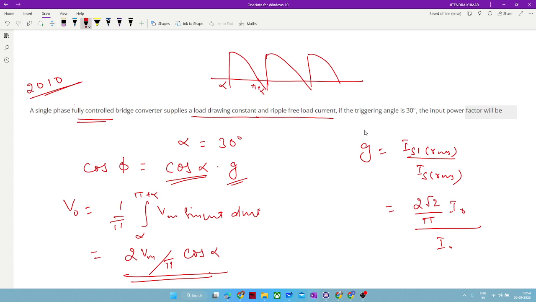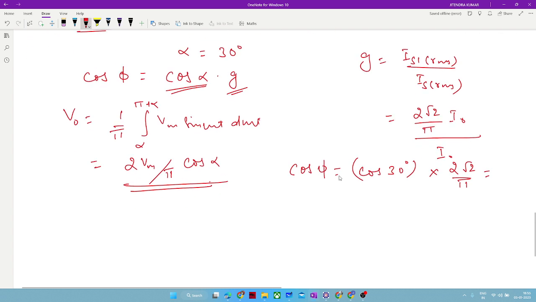Now, alpha is 30 degree. So cos phi is equal to cos 30 degree into 2 root 2 by pi. If you compute this value, 0.9 into cos 30, that will be 0.778. So your input power factor will be 0.78, you can say.